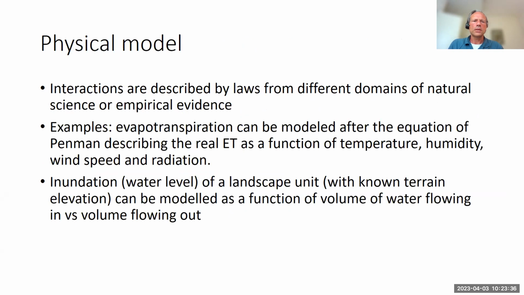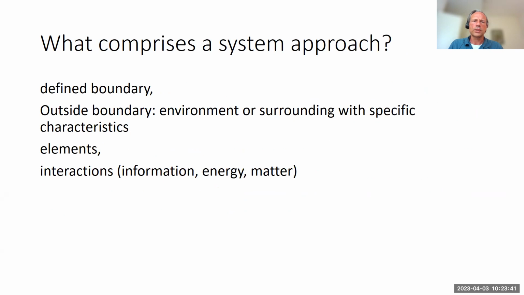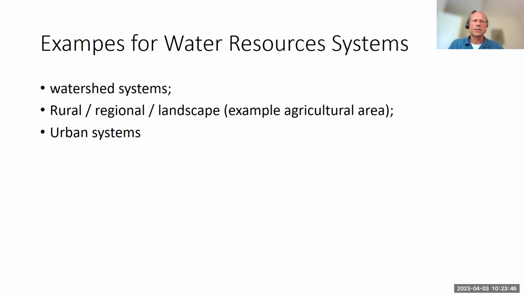Yeah, okay, then there are physical models that are modeling certain ways, but I skipped through this a little bit because we are really running out of time, and later in the exercise you will work on these three systems that I mentioned, the watershed system, then the agricultural system, and the urban system as the most typical subsystems of it.